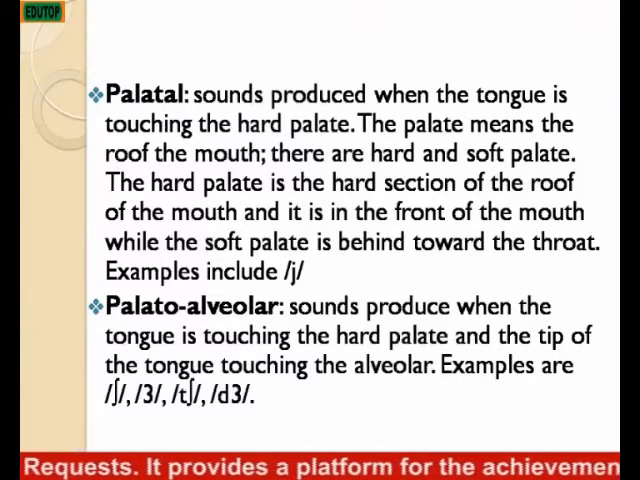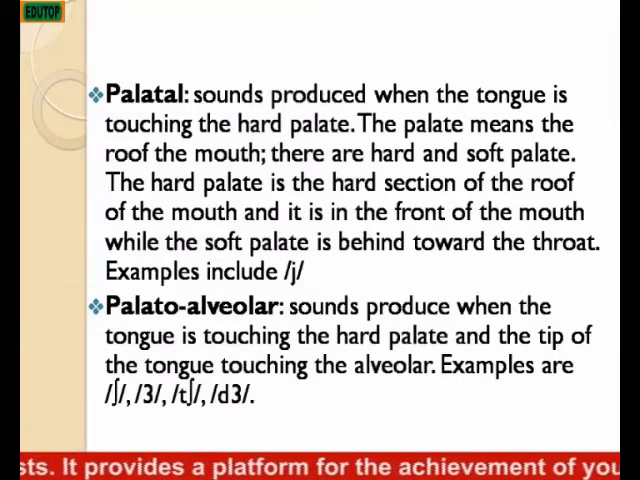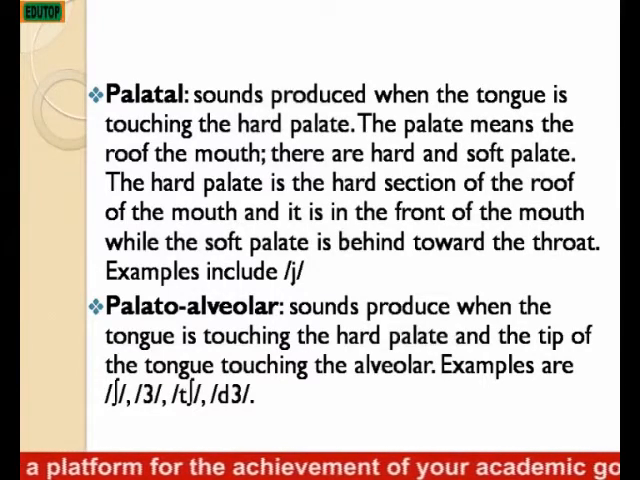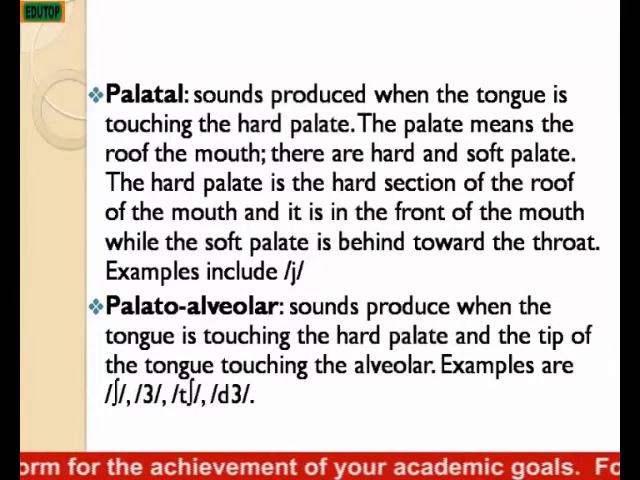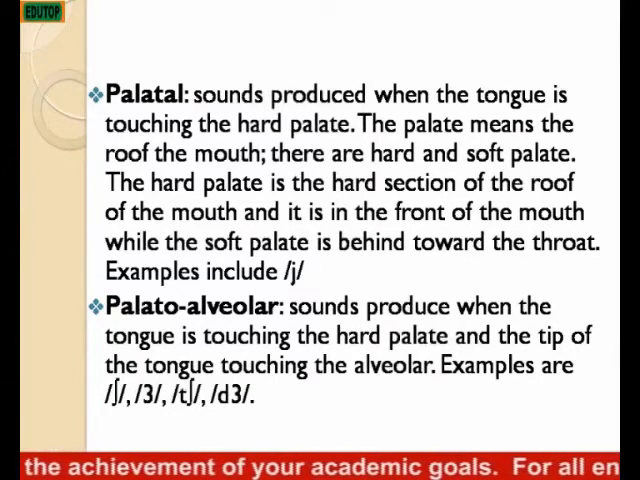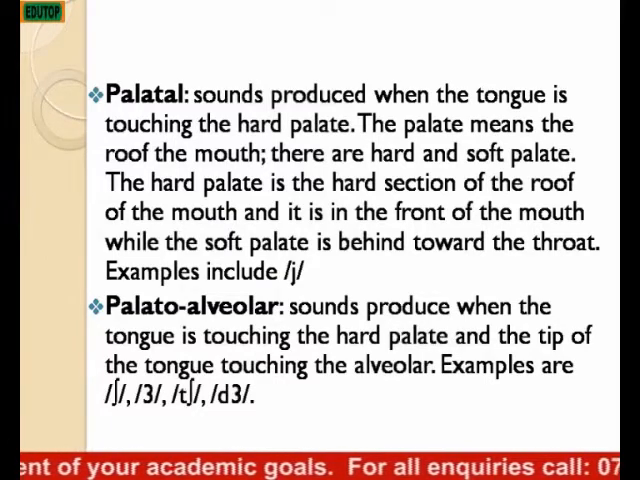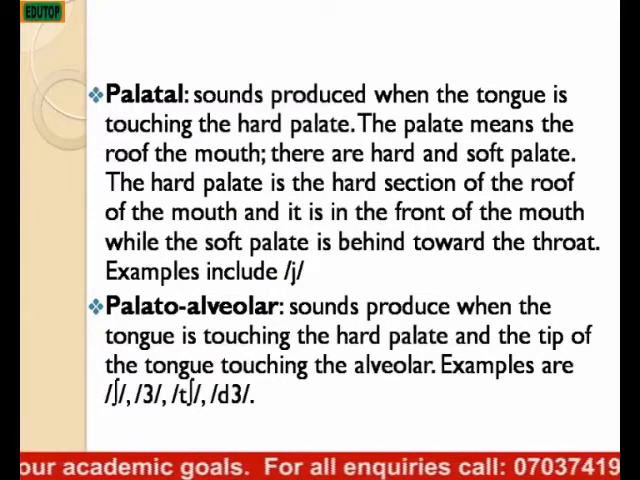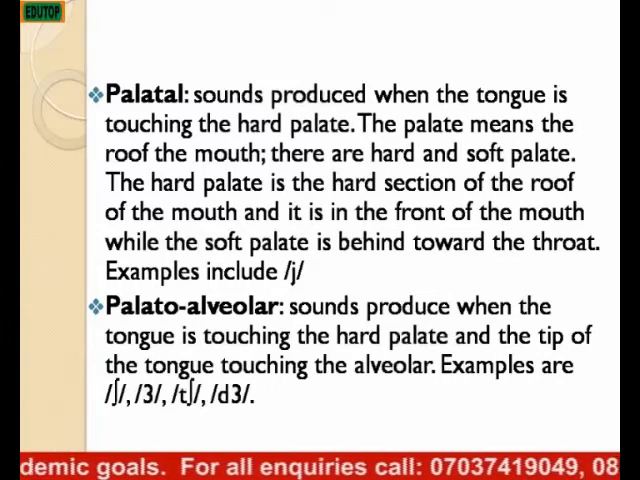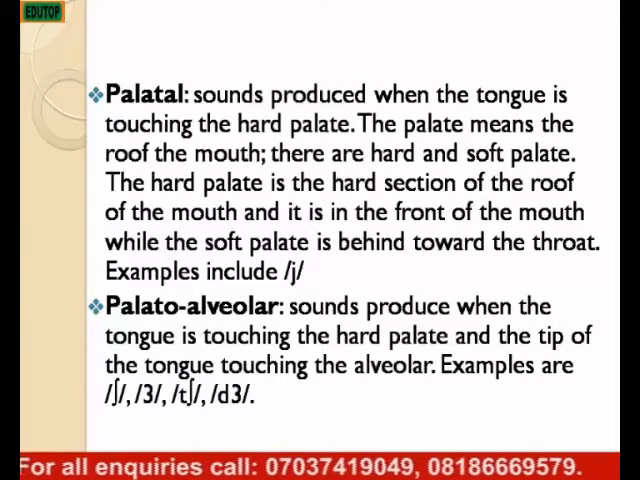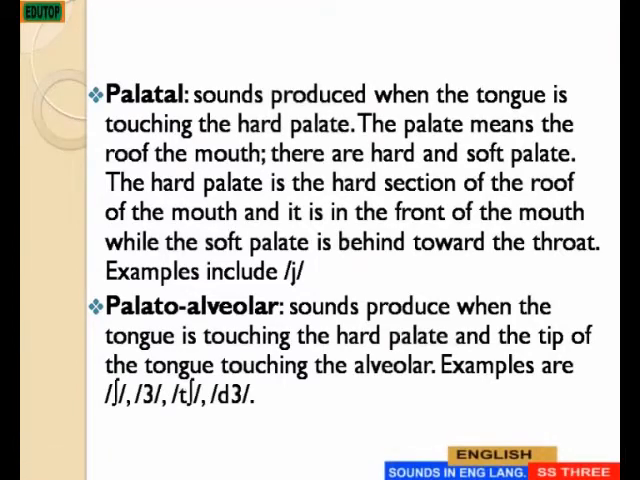The next one is palatoalveolar. Palatoalveolar sounds are produced when the tongue is touching the hard palate and the tip of the tongue is touching the alveolar. So we have the tongue touching two parts of the mouth at the same time. The body of the tongue is raised towards the hard palate, while the tip of the tongue is touching the alveolar ridge. Examples are sh, j, ch, and j.